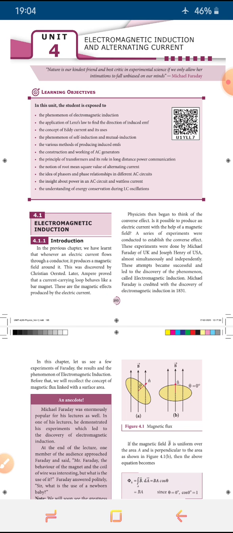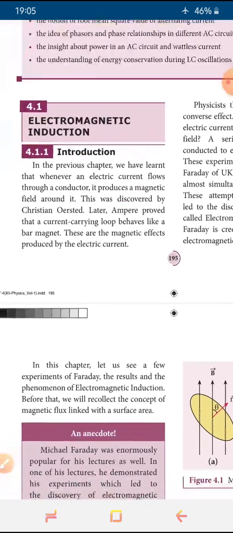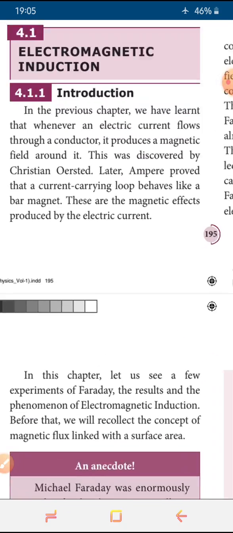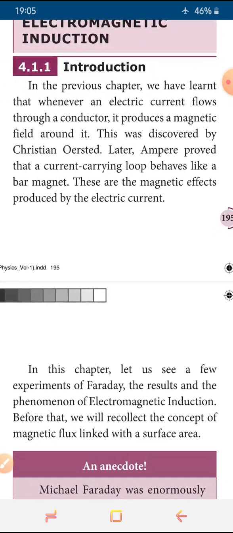So what is the unit? This unit number 4 is electromagnetic induction and alternating current. Here we are starting with the topic electromagnetic induction. So we should recall unit number 3.